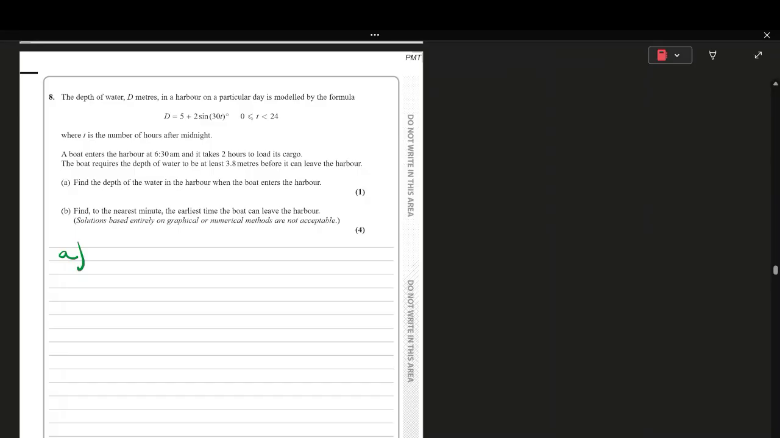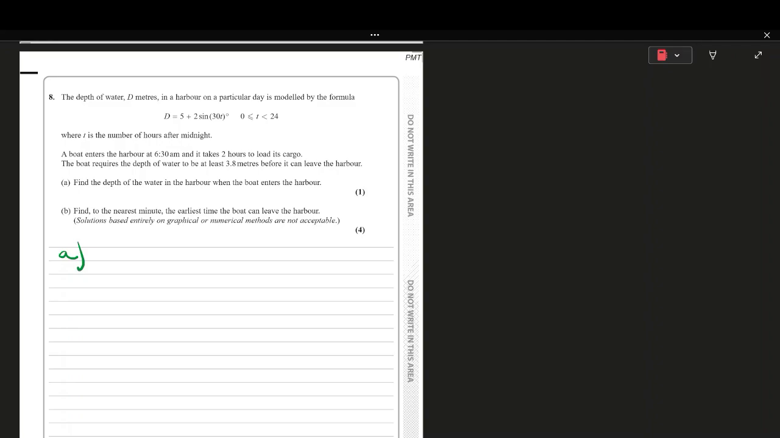So moving on to question 8. The depth of the water d meters in a harbour on a particular day is modelled by the formula d is equal to 5 plus 2 sine 30t, where t is the number of hours after midnight. The boat enters the harbour at 6:30 AM and takes 2 hours to load. The boat requires a depth of water to be at least 3.8 meters before it can leave the harbour. So for part A, find the depth of the water in the harbour when the boat enters the harbour.